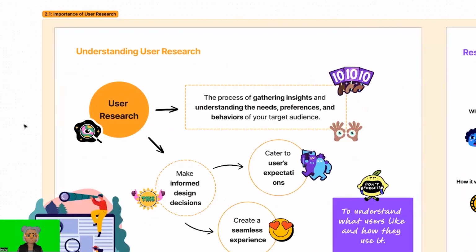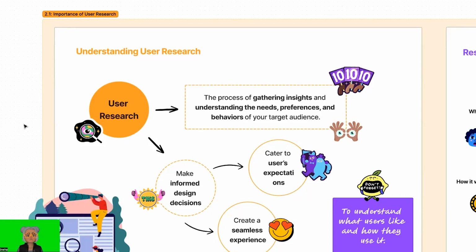User research is the process of gathering insights and understanding the needs, preferences, and behaviors of your target audience. It helps you make informed design decisions that cater to your users' expectations and create a seamless experience for them. So in simpler terms, user research is like when we talk to the people who will use something like a toy or a game to understand what they like and how they use it. We ask them questions and watch them play to learn what they want and how they want it. This helps us make the toy or game better so that it's fun and easy for them to use.